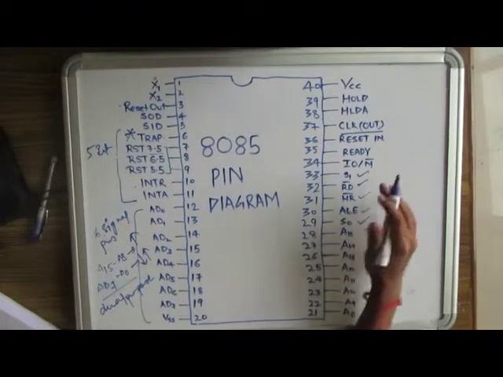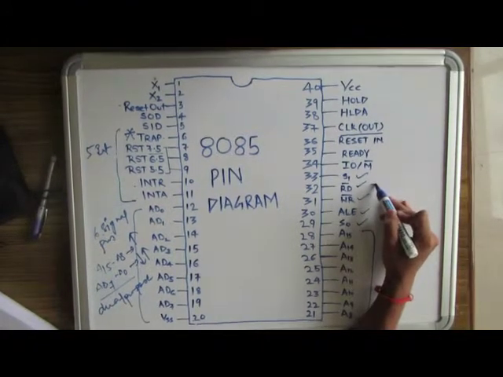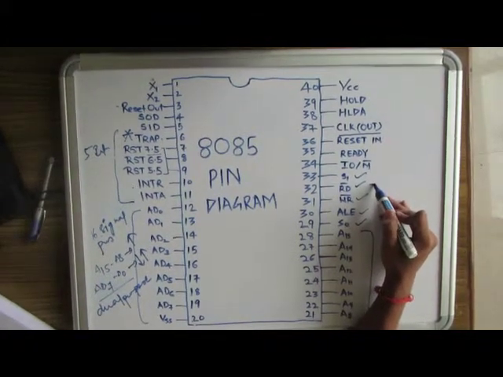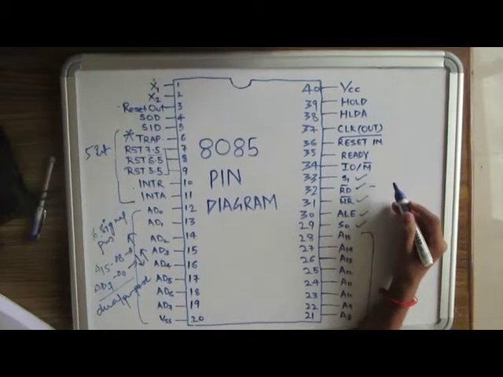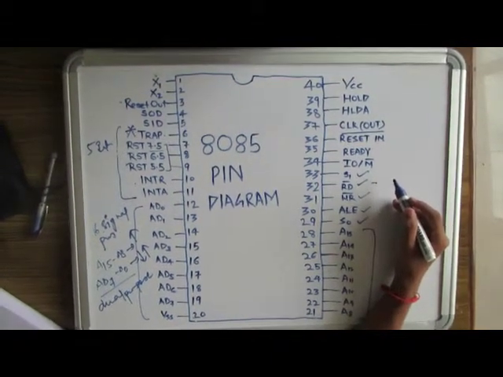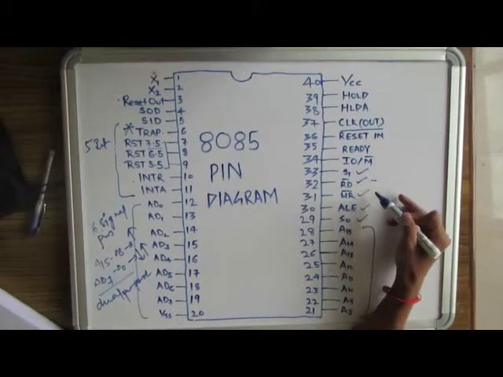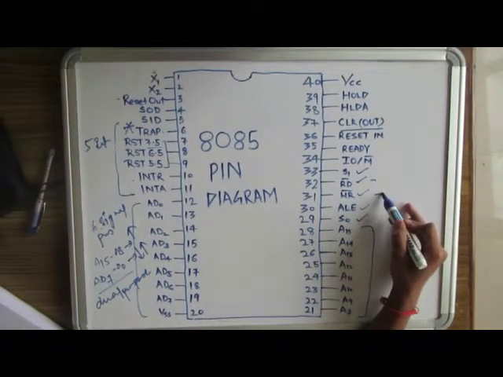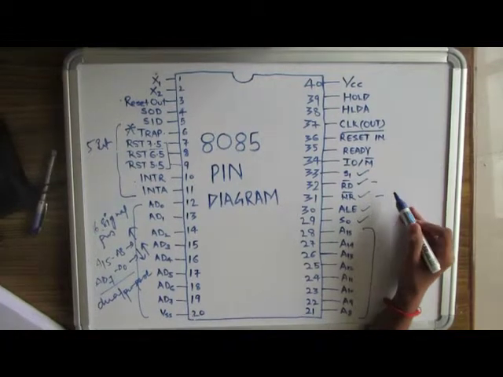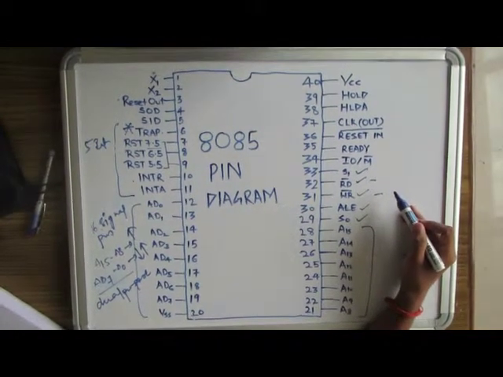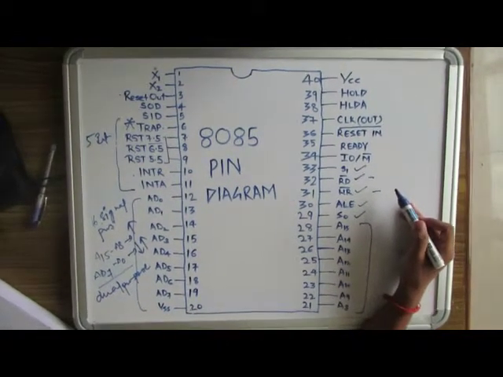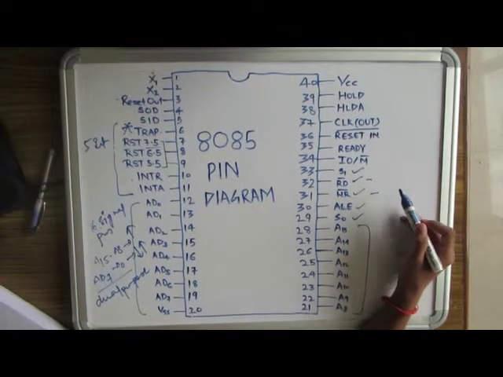Read. This is an active low signal. This signal indicates that the selected input-output or memory device is to be read and data are available on the data bus. Write. This is also an active low signal. This signal indicates that data on the data bus are to be written into the selected memory or input-output location.